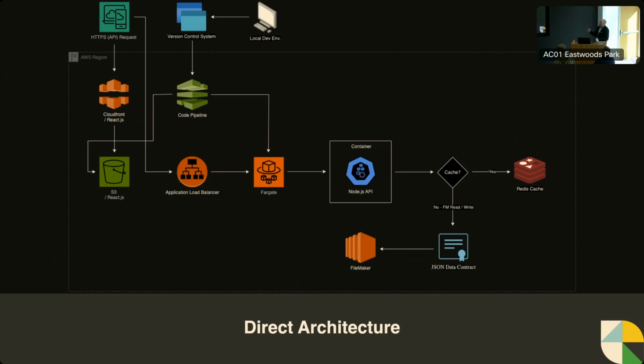If it's a cache miss, so I don't have this cache, then I'm going to do a read directly to FileMaker's data API. Okay, and the JSON data contract here is just sort of an abstract, like, hey, remember that we defined a specific data structure for how the JSON should flow in and out of the data API. And so this is going to happen for read and write operations against the FileMaker database.